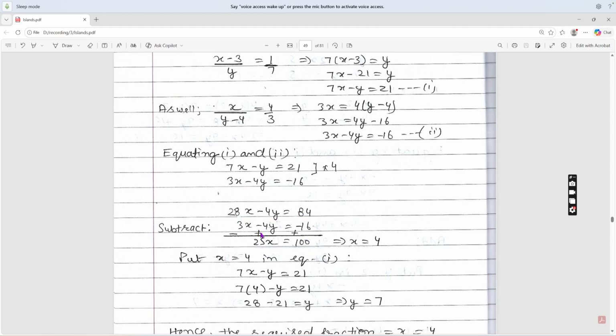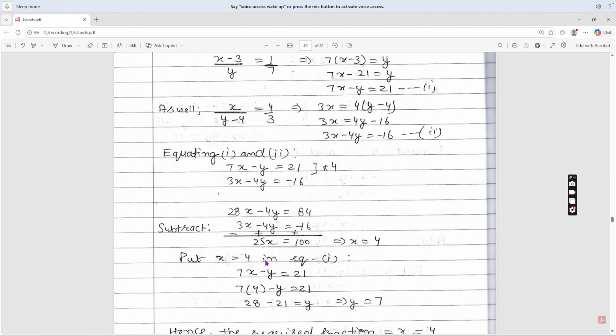This minus becomes plus. So it is becoming 0. This plus becomes minus. So 28 minus 3 is 25x. Minus becomes plus. So these two are going to be added. So 84 plus 16 is equal to 100. So x is equal to 4, as 100 upon 25 is equal to 4.